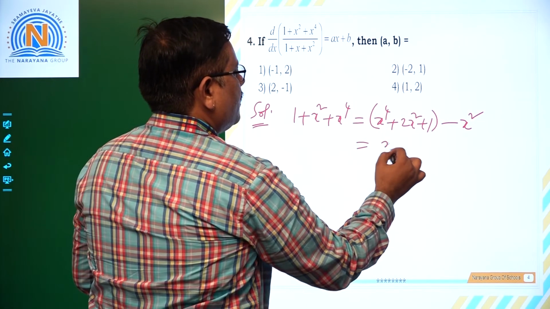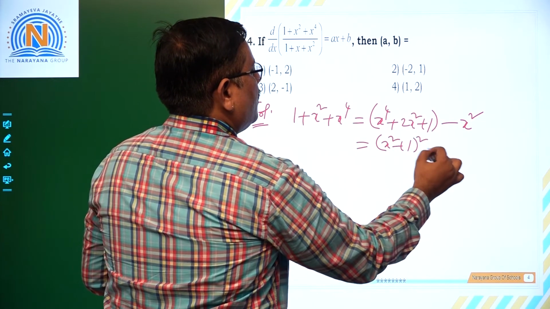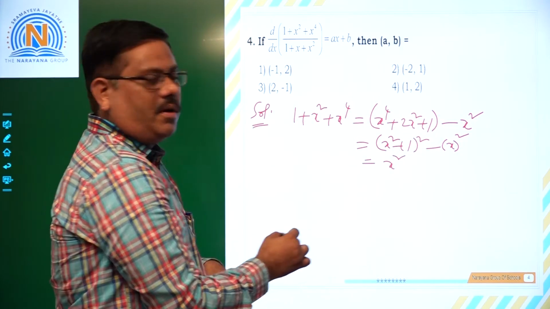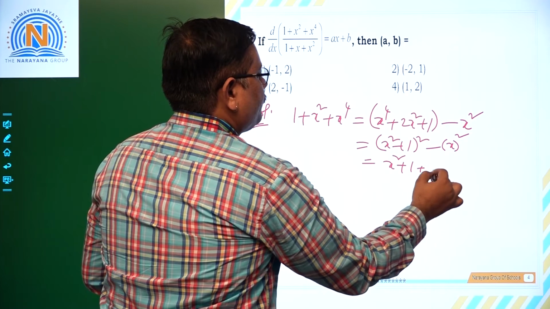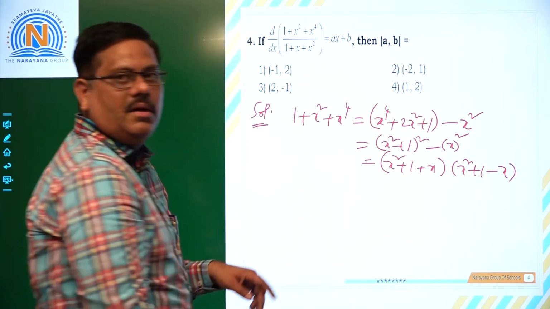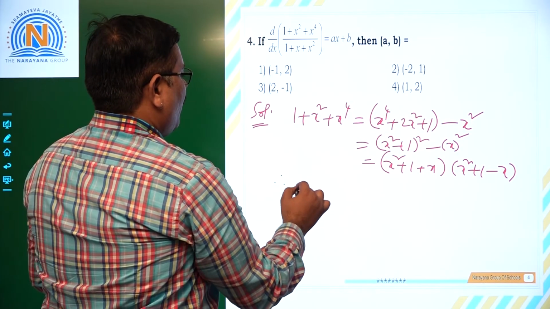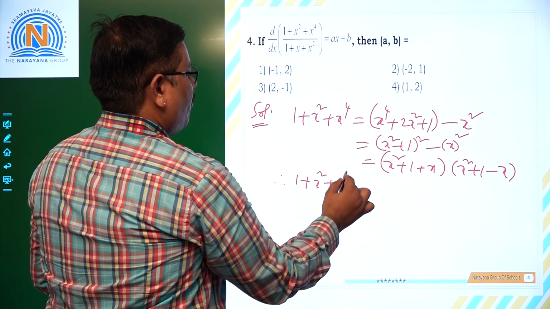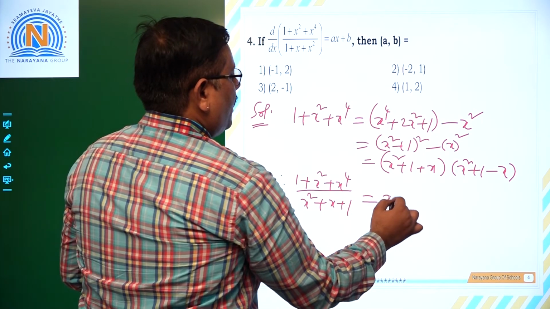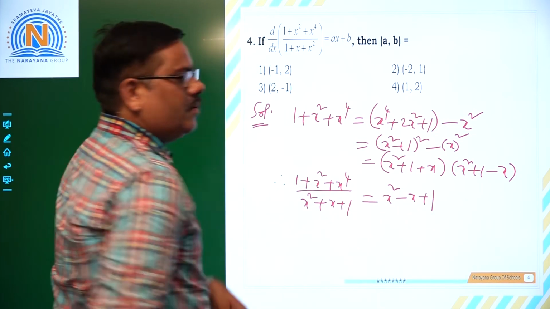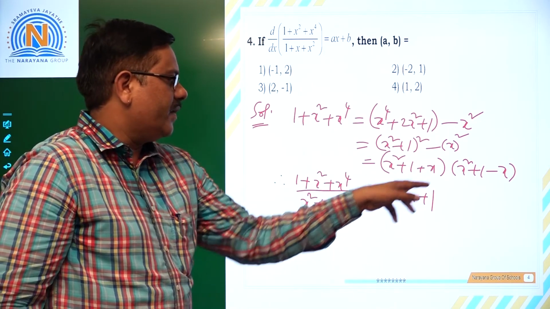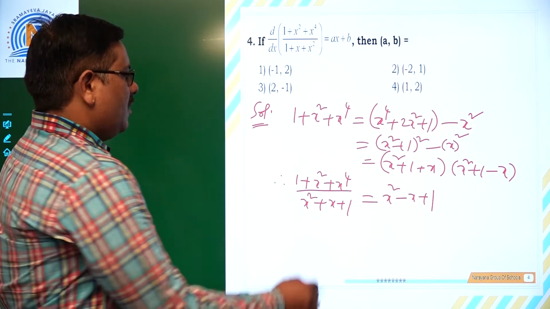It is otherwise x square plus 1 whole square minus x square. So this can be written as a square minus b square form, a plus b into a minus b. Fine. Then what is the value of 1 plus x square plus x power 4 by x square plus x plus 1? Nothing but x square minus x plus 1. Right? So we divide both the sides with x square plus x plus 1. We have x square minus x plus 1.